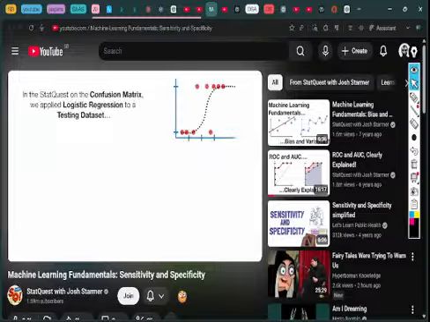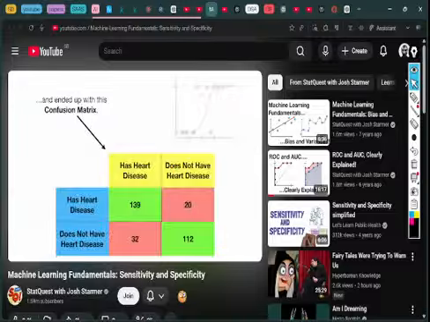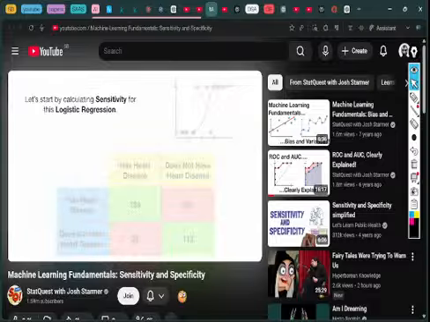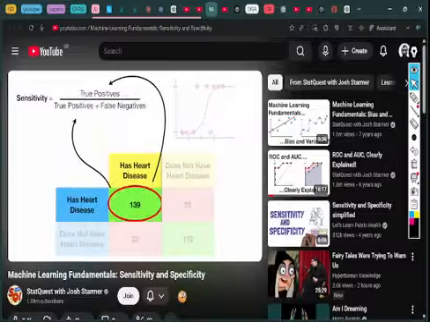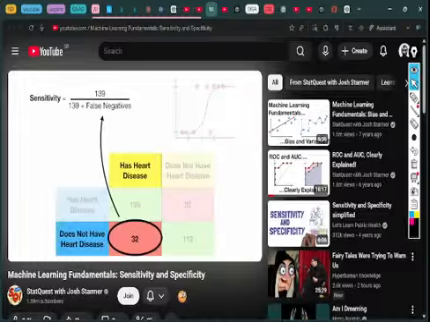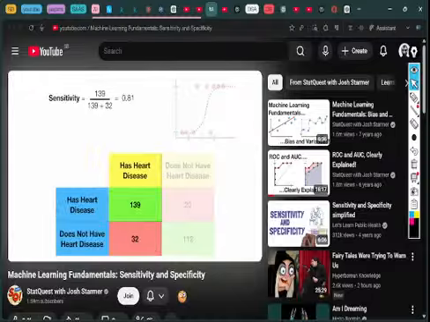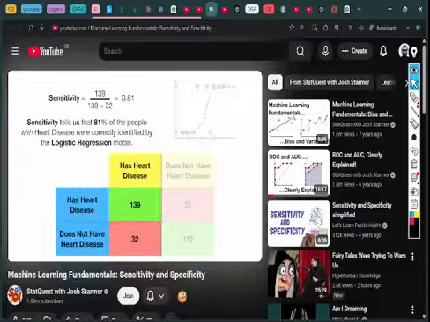In the StatQuest on the confusion matrix, we applied logistic regression to a testing dataset, and ended up with this confusion matrix. Let's start by calculating sensitivity for this logistic regression. Here's the formula for sensitivity, and for true positives, we plug in 139. And for false negatives, we plug in 32. When we do the math, we get 0.81. Sensitivity tells us that 81% of the people with heart disease were correctly identified by the logistic regression model.